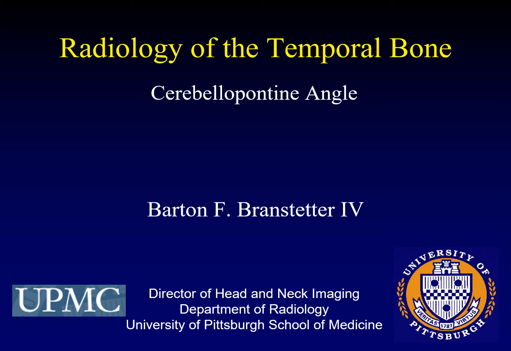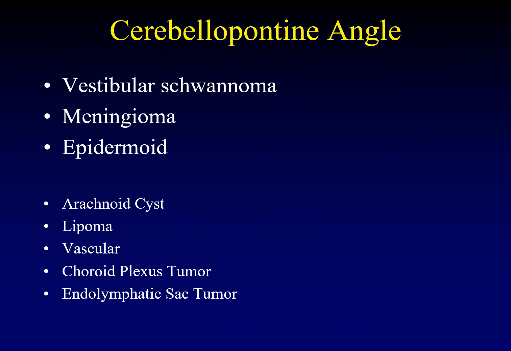The next anatomic region that we're going to discuss is the cerebellopontine angle. There are three main diagnoses that relate to the cerebellopontine angle cistern: a vestibular schwannoma, a meningioma, and an epidermoid cyst. There are a variety of less likely lesions like arachnoid cysts, lipomas, vascular lesions, choroid plexus tumor, and endolymphatic sac tumor that we'll also discuss more briefly.